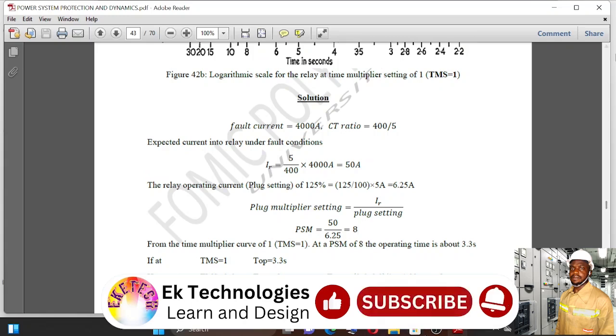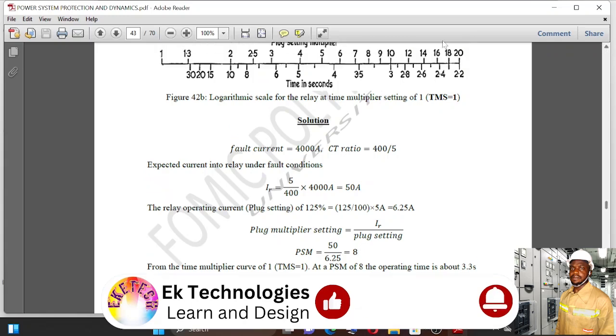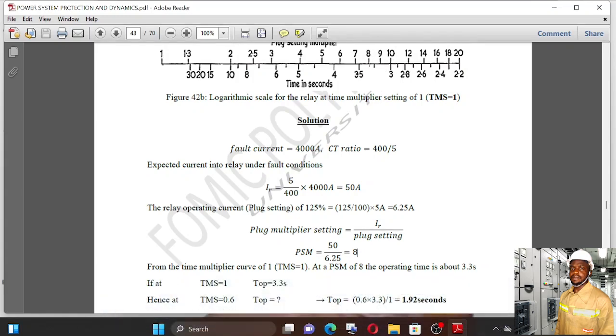Then we can now deduce from the curve to find the time of operation. So at 8, we can extrapolate it to what? Around 3.3. At 8, we'll have about 3.3 seconds.